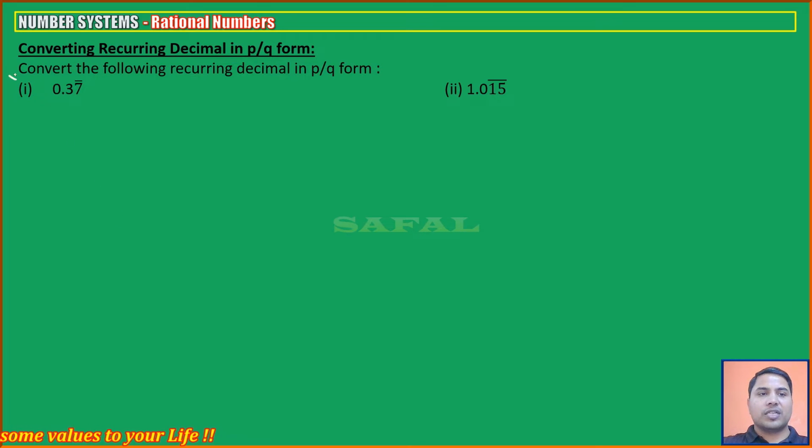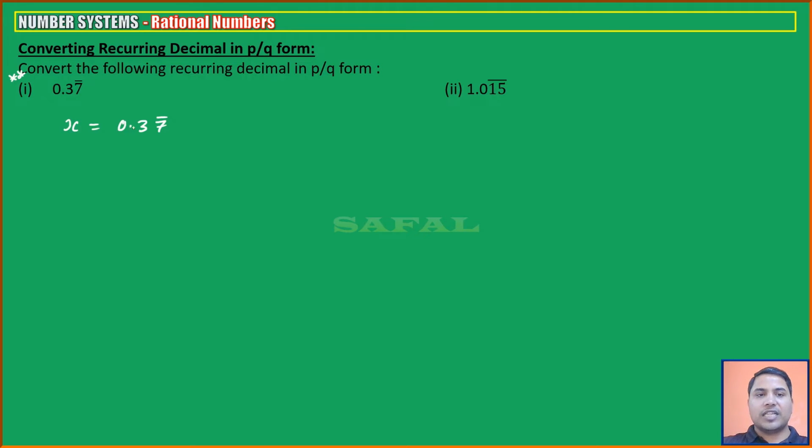So this is an important question, and generally they ask it in school exams as well. Now here I want to convert 0.37 bar. Now, bar above 7 means what? 7 is continuously repeating. So what you do is, first you assume the number to be, let's say, x, 0.37 bar.